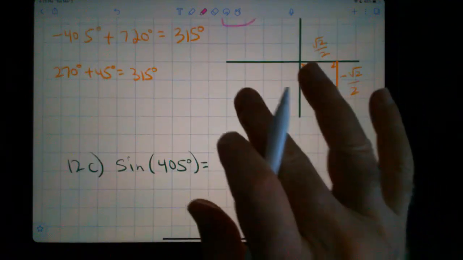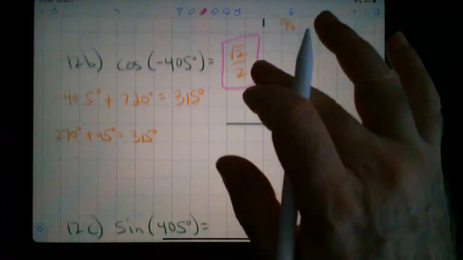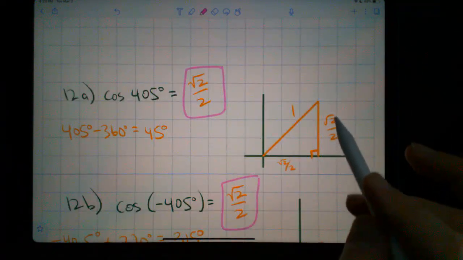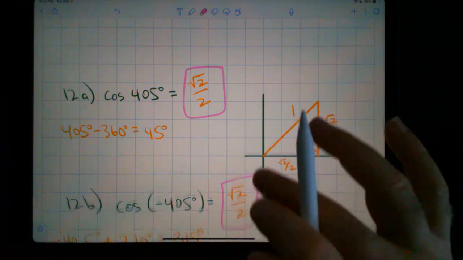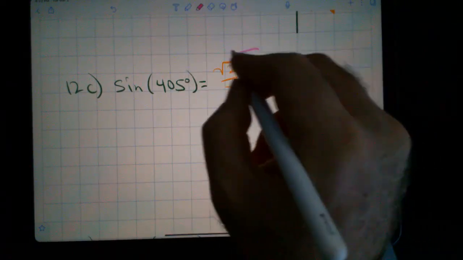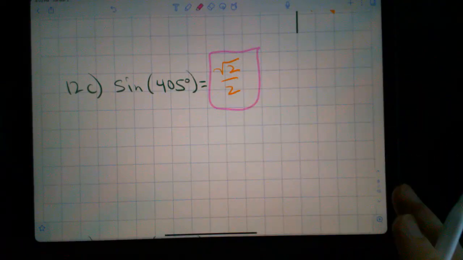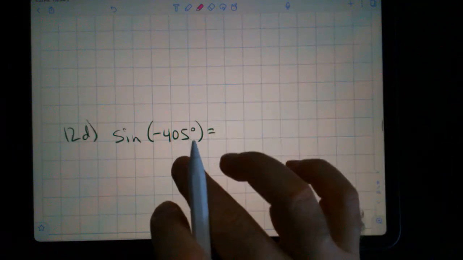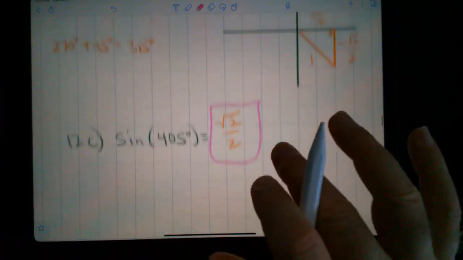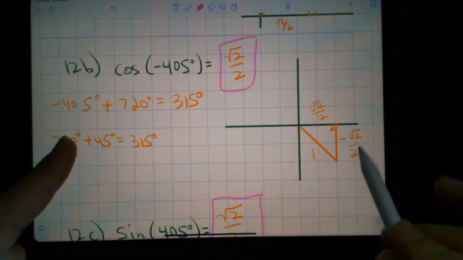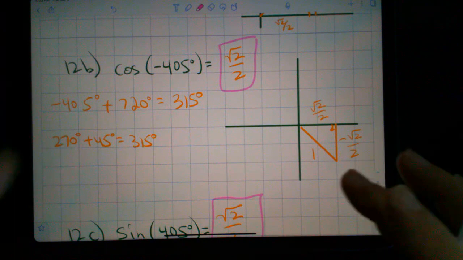Sine of 405. Sine of 405, I can use this chart here. Sine is your y value. So this will give you radical 2 over 2. Sine of negative 405. So it'll be the same as this chart here. So sine is your y value, be negative radical 2 over 2.